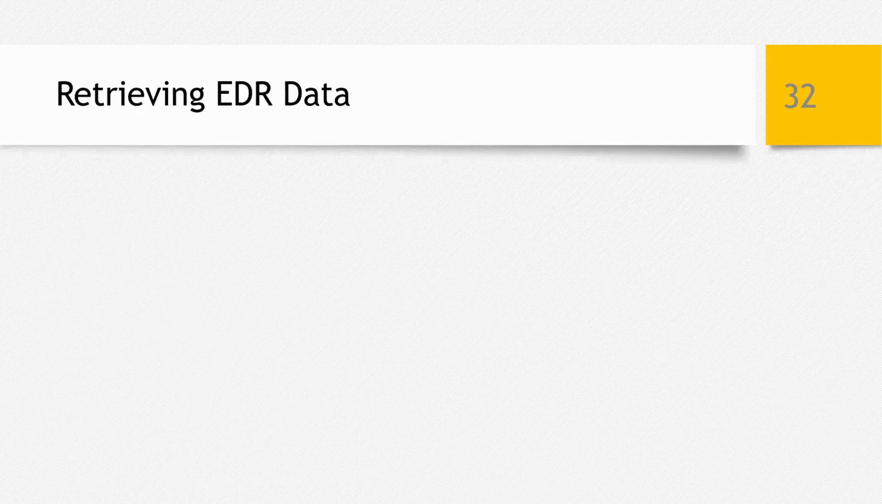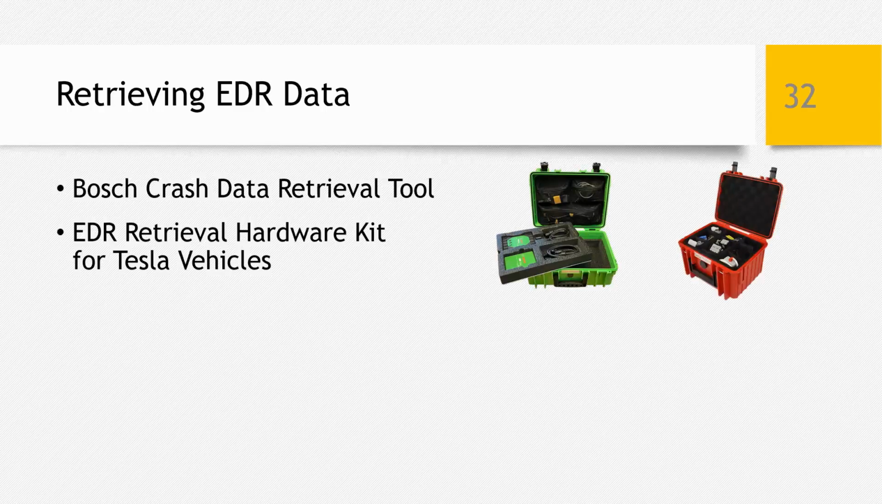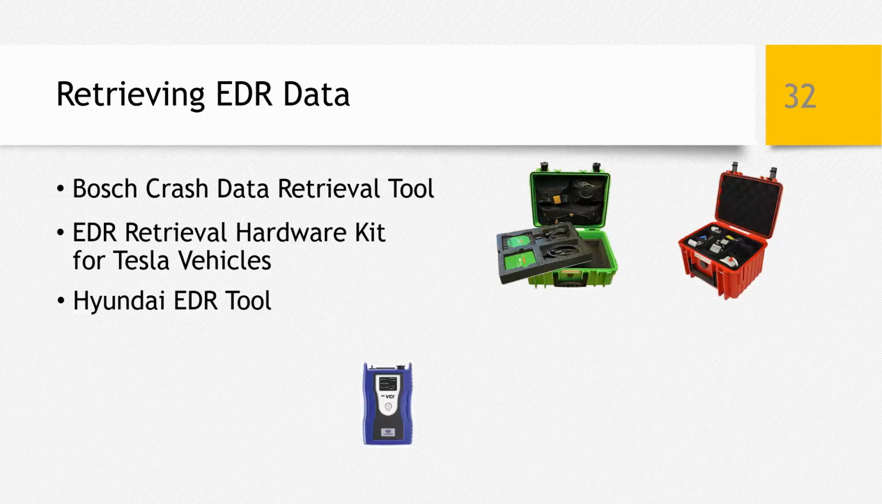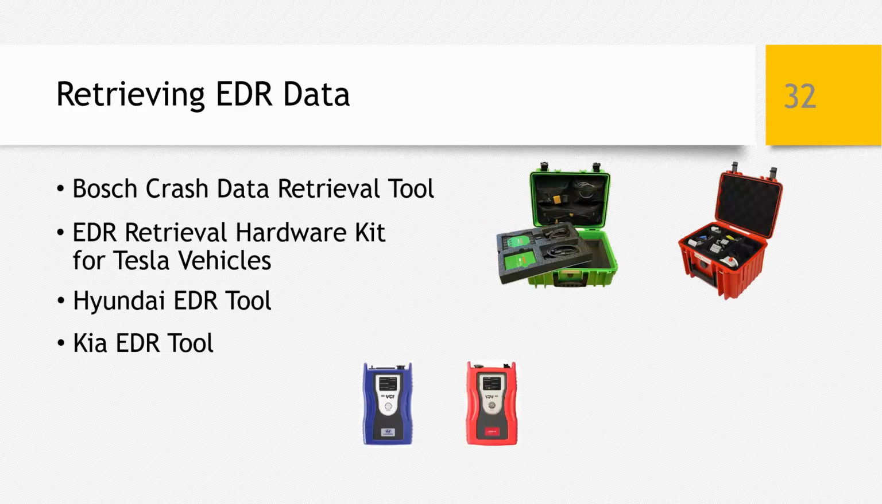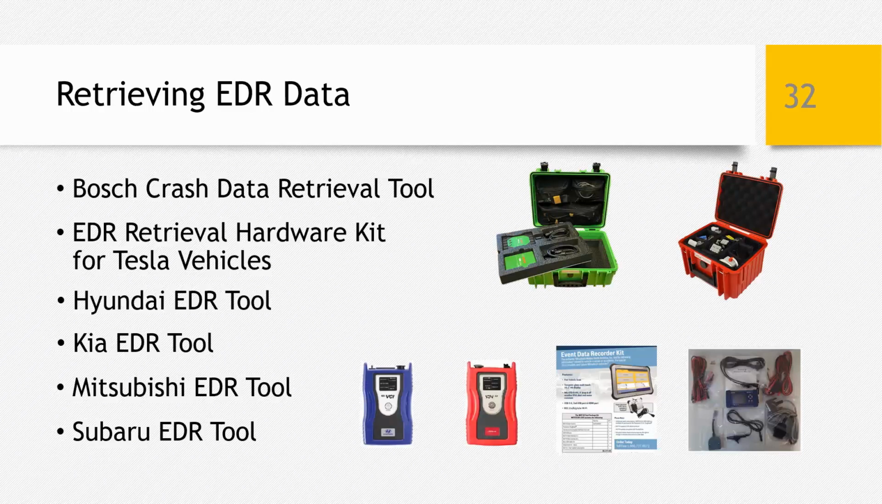Okay, let's go over the different EDR retrieval tools on the market that cover the various auto manufacturers. We'll be concentrating on the Bosch CDR tool. It's the industry standard tool that supports the majority of the auto manufacturers. Then we'll briefly discuss the other EDR retrieval tools available for specific manufacturers. Those include Tesla, the Hyundai EDR tool, the Kia EDR tool, Mitsubishi tool, and also the Subaru EDR tool.